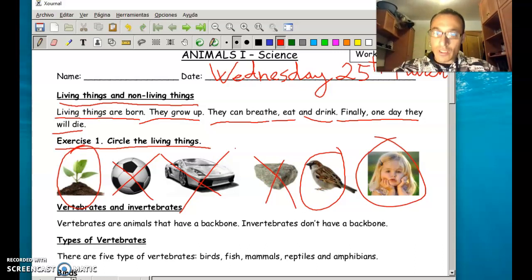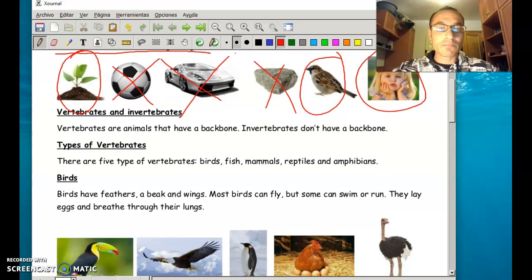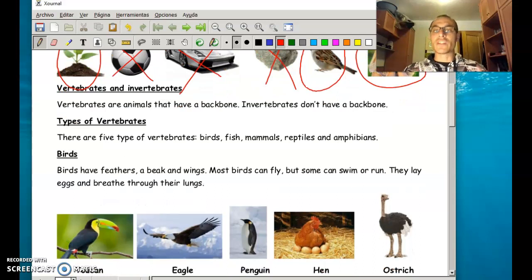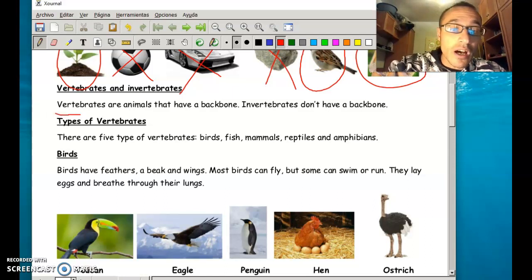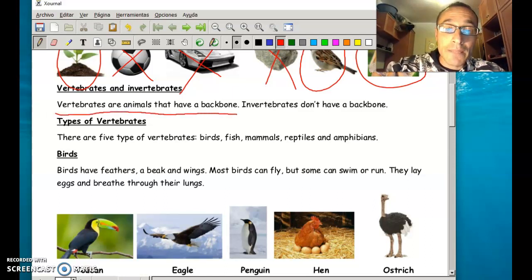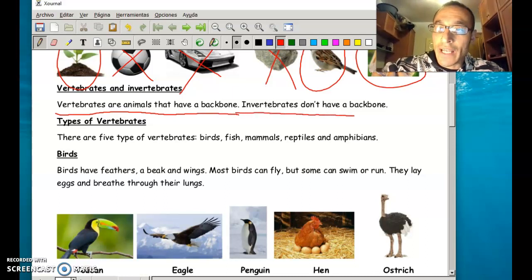Let's continue to the next part, vertebrates and invertebrates. Remember, I read it first, and then you have to read it afterwards, or you can read it first and then you listen to me, right? So we've got vertebrates and invertebrates. Those are the two different kinds of living things. Vertebrates are animals that have a backbone, and invertebrates don't have a backbone.